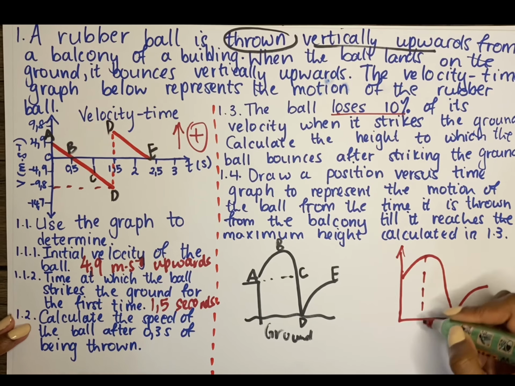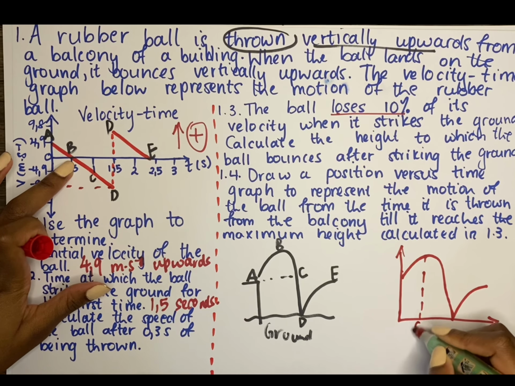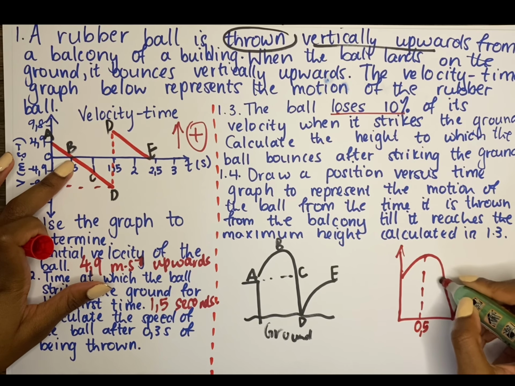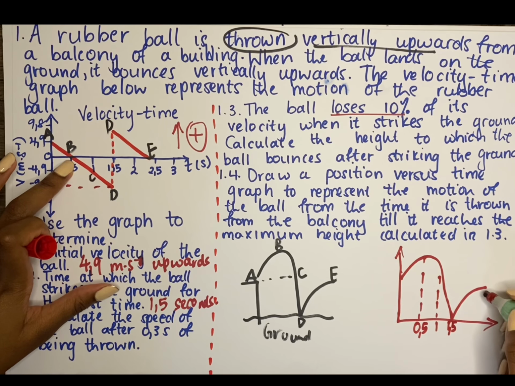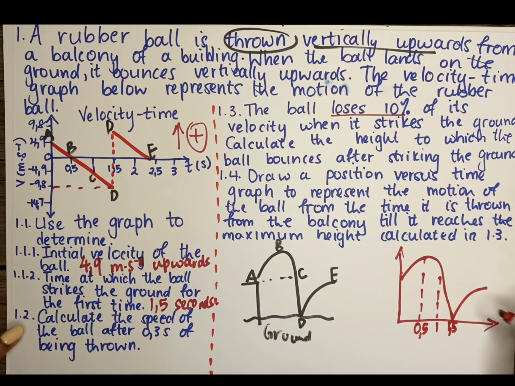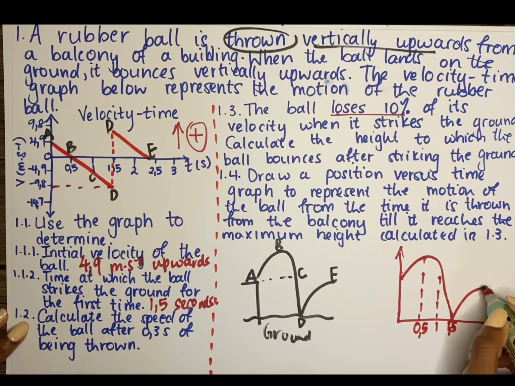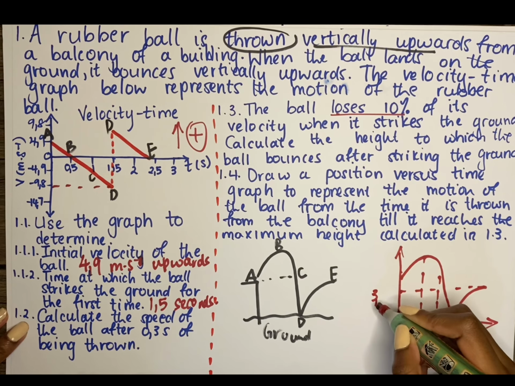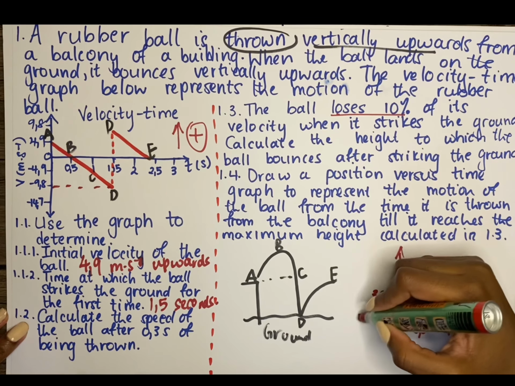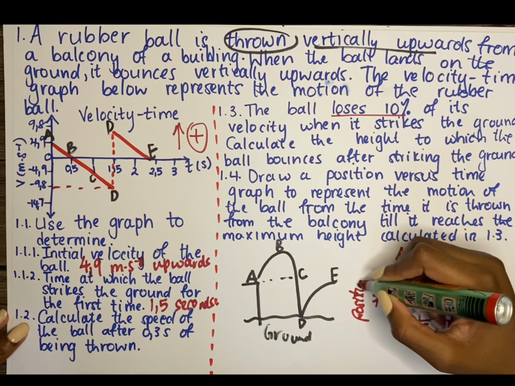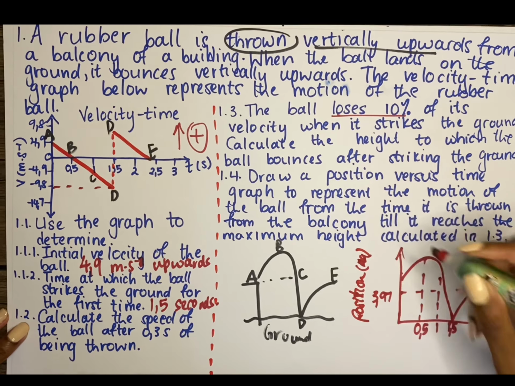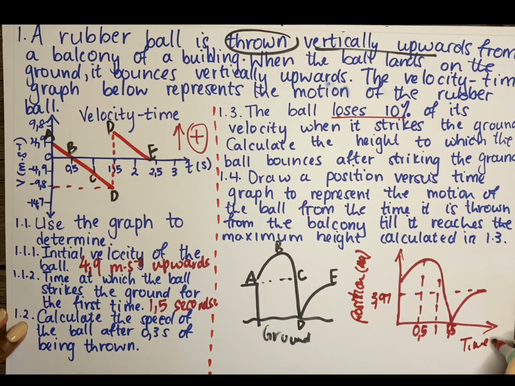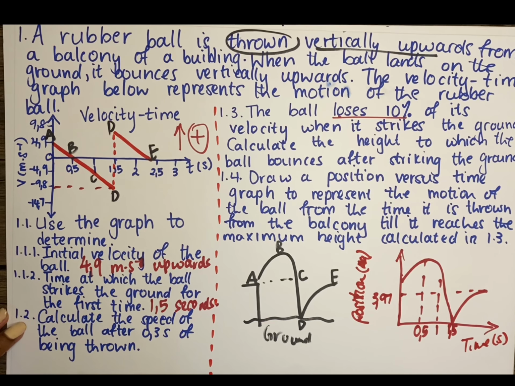the time with which it's going to reach maximum height at B, 0.5. We also have the time 1, and we also have 1.5. We also have, no, this time we don't have, but we also have the height to which it's gonna bounce, which is what we calculated as 3.97. You label your axis position in meters, and you label time in seconds, and you're done, right?